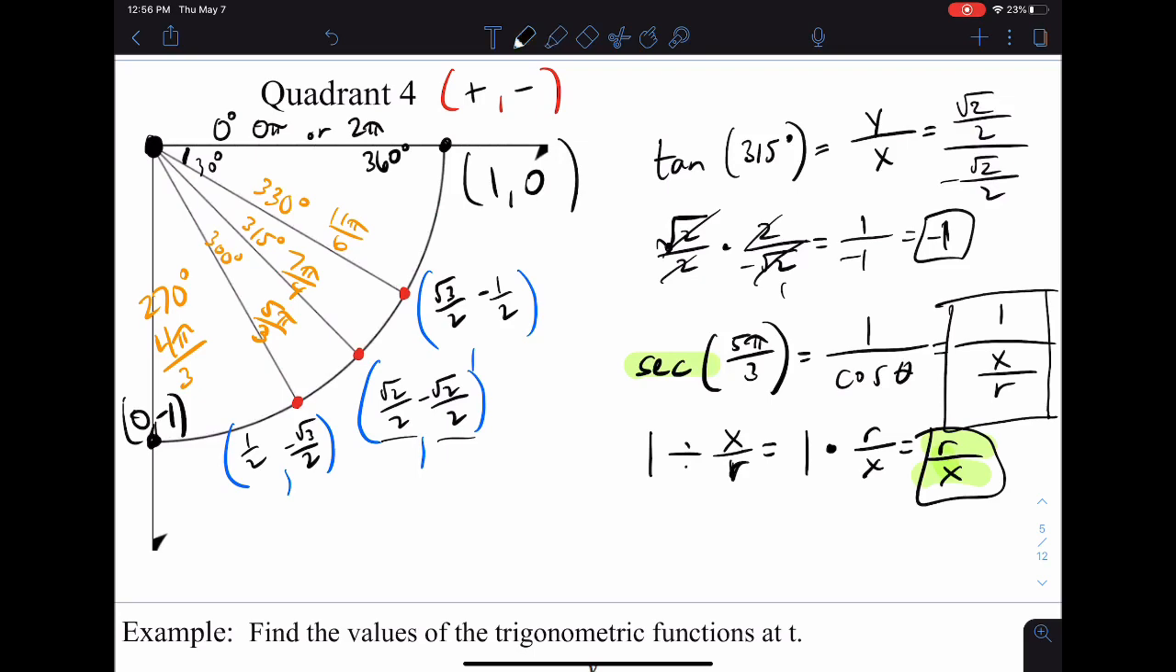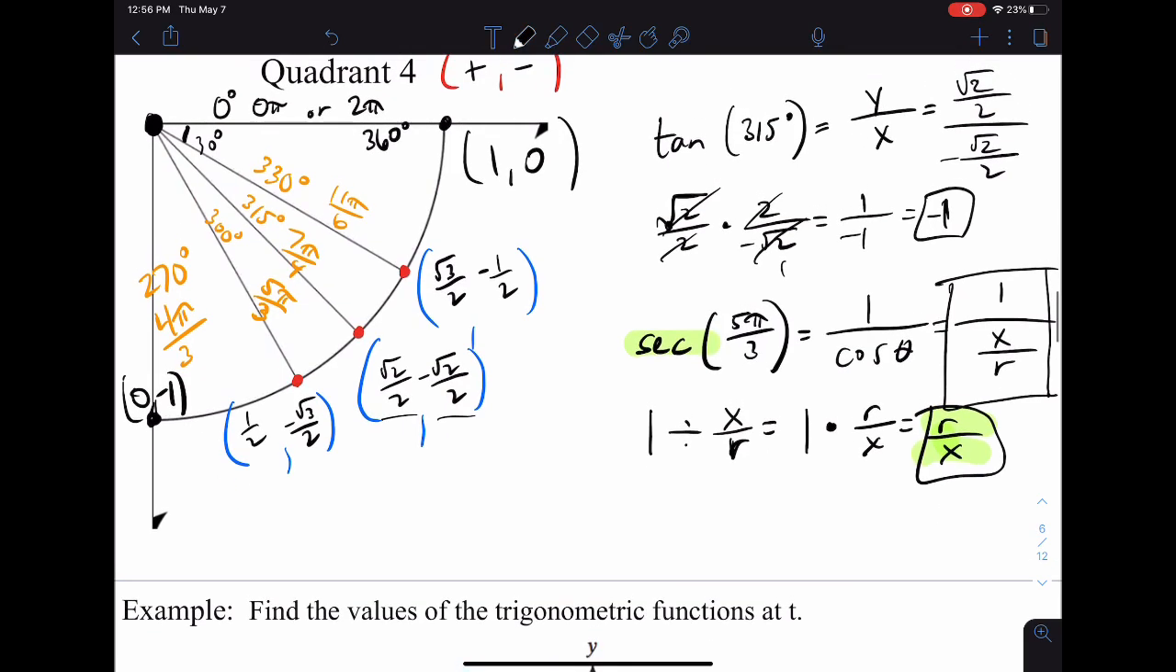All right, so let's solve the problem. R is going to be 1, so the radius is always 1. Over x, so x for pi over 3 is 1/2. So I have 1 divided by 1/2, multiplied by the reciprocal, and you get positive 2. So secant is positive 2.